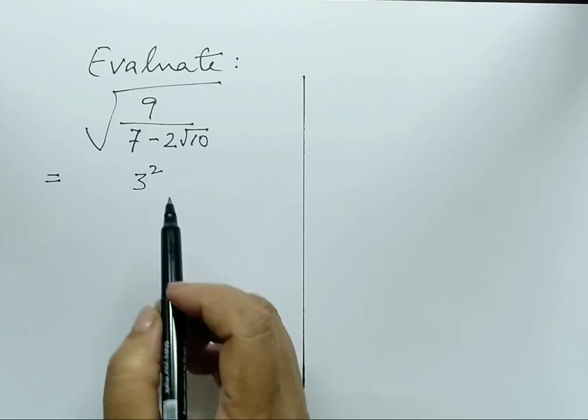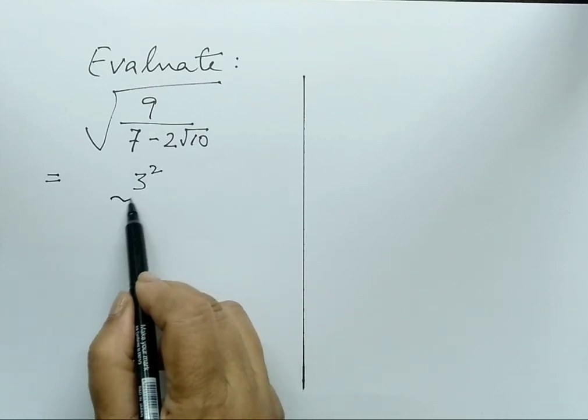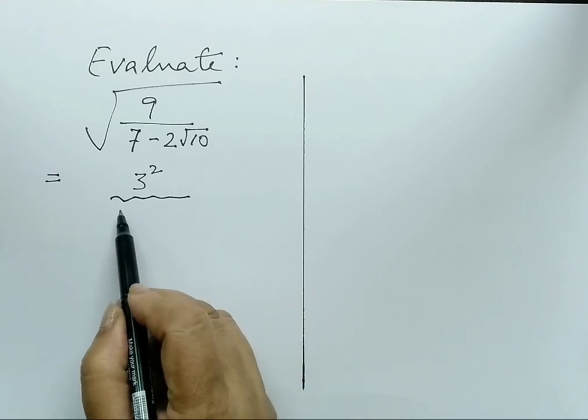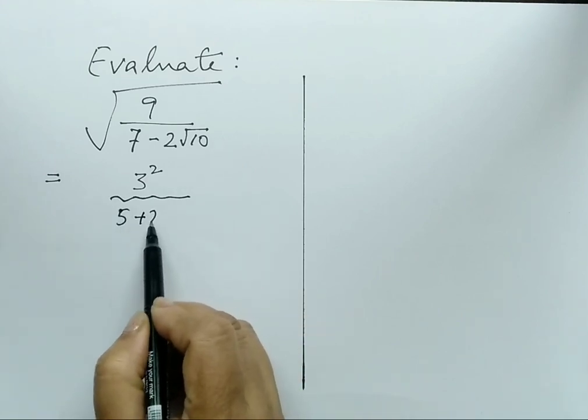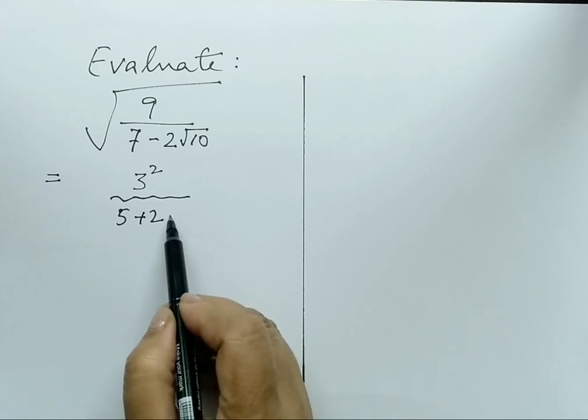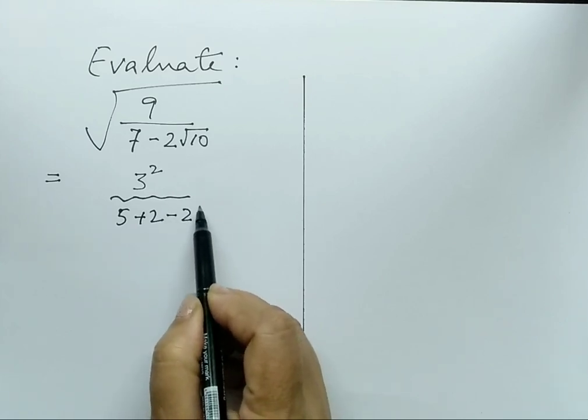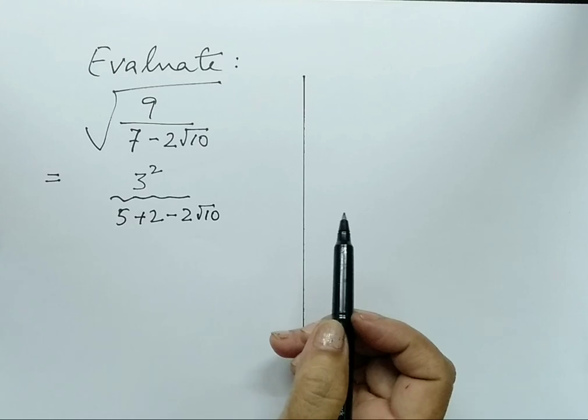For 9, 3 square, and then we have 5 plus 2 for 7, and 2 root 10 is just being copied here.